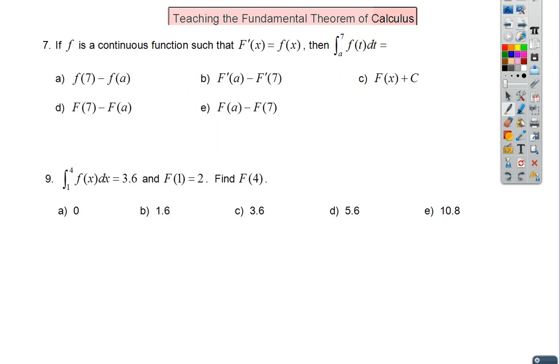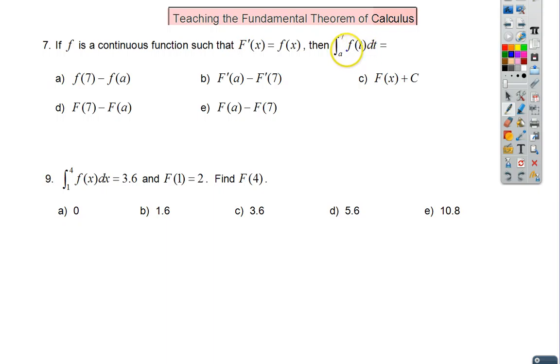Number 7 says here, if f is a continuous function such that capital F prime of x is equal to f of x, then the integral from a to 7 of f of t dt, well, again, you got to ask yourself, what is this saying right here? This is saying what function, when I take the derivative, gets me f of t?